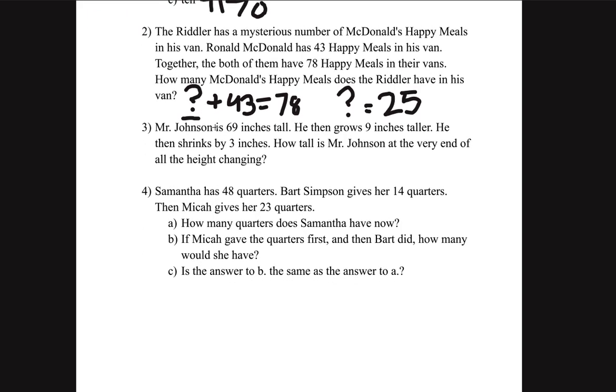Mr. Jonathan is 69 inches tall. He then grows another 9 inches taller, then shrinks by 3 inches. How tall is Mr. Jonathan at the very end of the height changing? So he's 69 inches, and then he grows 9, and then shrinks 3. So let's just go in order. 69 plus 9 is going to equal 78, and then 78 minus 3 is equal to 75, so it's 75 inches tall.